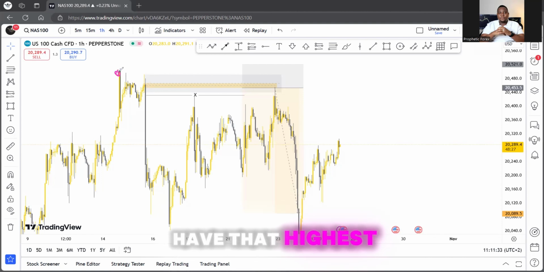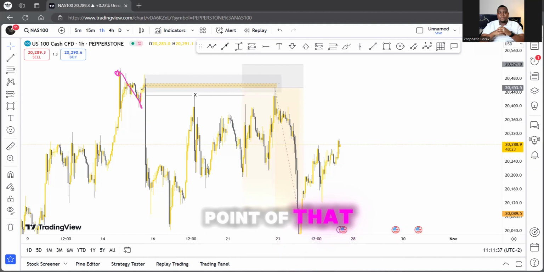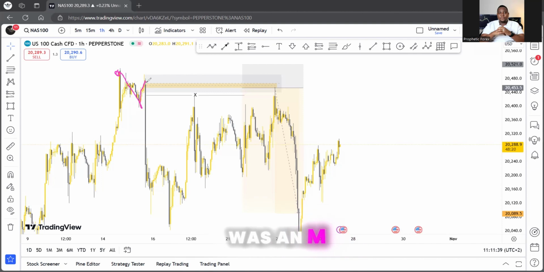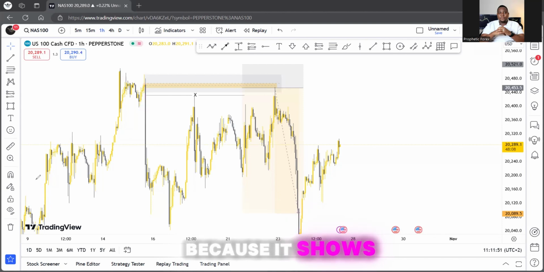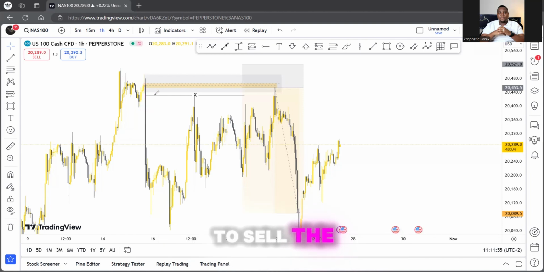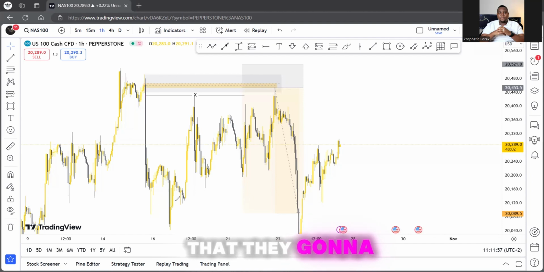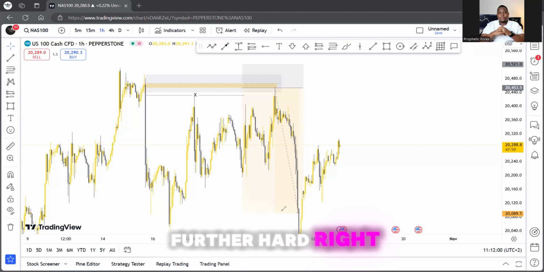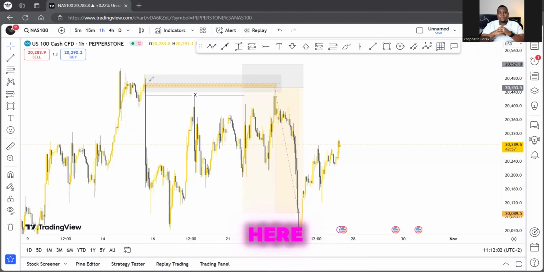So we do have that highest point. The market created a lower low at the very point of that, created a lower high. So this was an M formation for me, and we had a lot of liquidity that imprinted itself. Now, when we have a candlestick like this, oh my God, I tell my students this is a green flag for them to trade because it shows evidence that smart money is in. They were able to sell the market so hard that they're gonna pull it back and sell it further hard, right? So they pump in money over here, create a demand level for us over there.